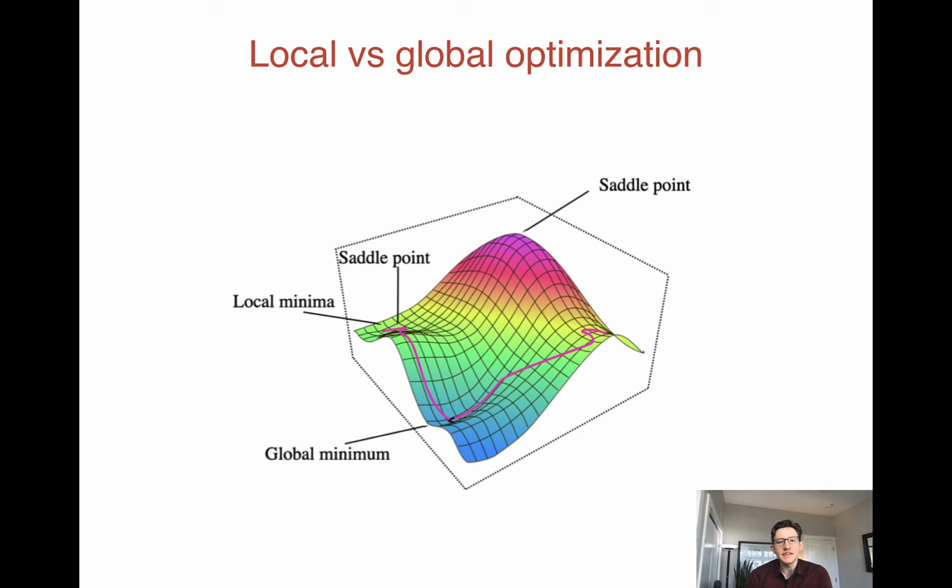And it's not quite as easy to escape saddle points or plateaus. A plateau would be a large set of parameters for which the derivative is 0. It's not as easy to escape them as this kind of picture might make you think.